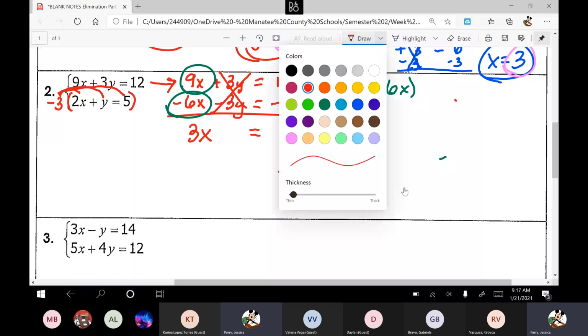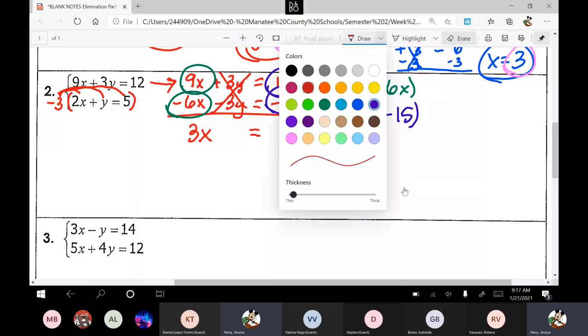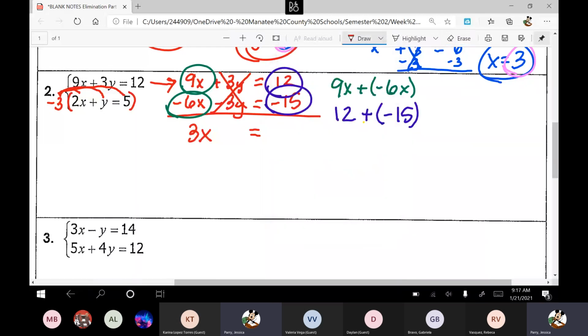And then our last part here, we have 12 plus negative 15. And what is 12 plus negative 15? Go ahead and write it in the chat for me, please. What is 12 plus negative 15?